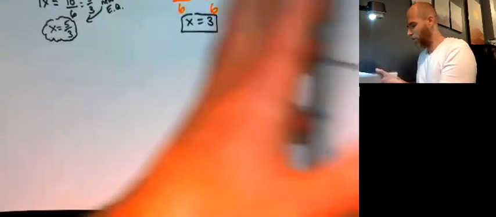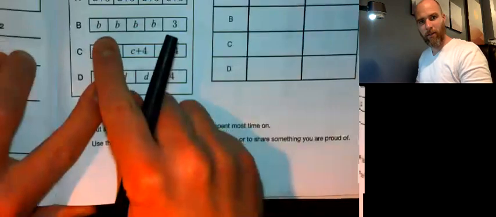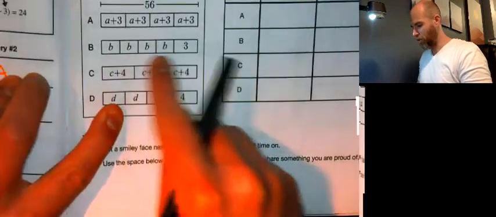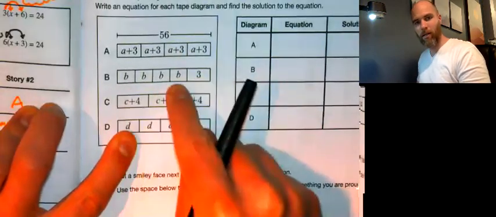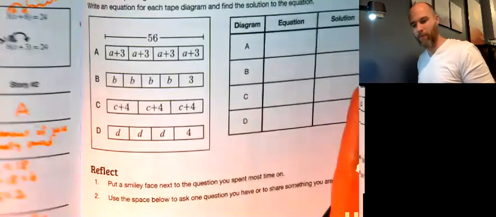Let's go back to page 81 and grab another equation. Here we got b plus b plus b plus b plus 3 equals 56. So that's 4b plus 3 equals 56.